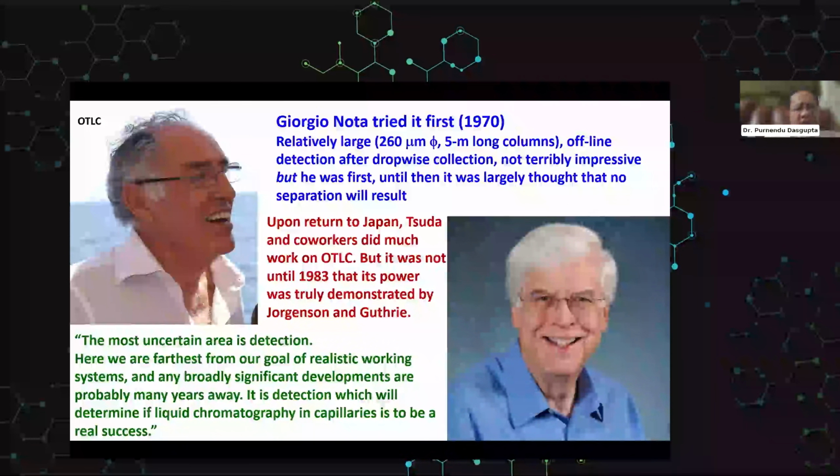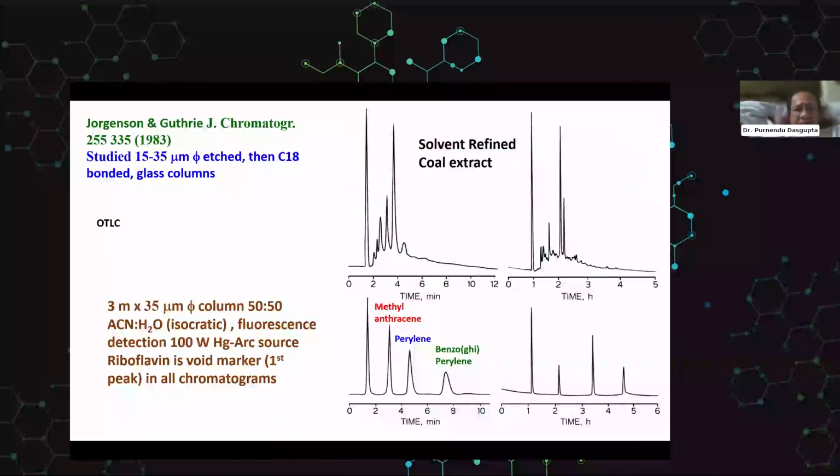And they conclude ultimately that the most uncertain area is detection. Here, we are farthest from our goal of realistic working systems, and any broadly significant development is probably many years away. It's detection which will determine if liquid chromatography in open tubes, in capillary tubes, is going to be a real success. So here are some pictures from the Jorgensen-Guthrie paper.